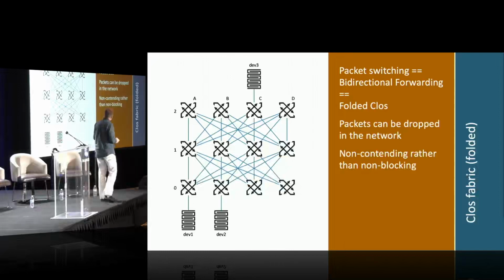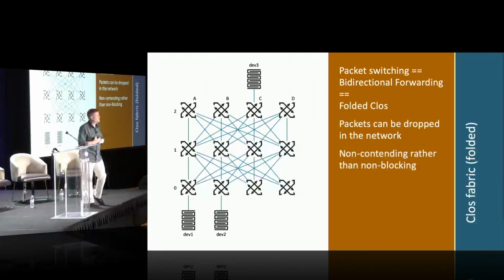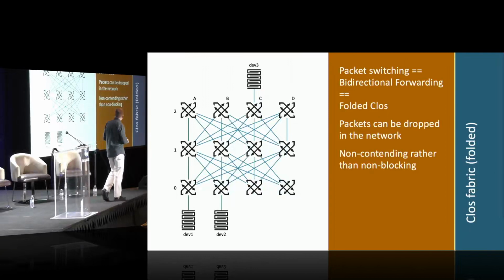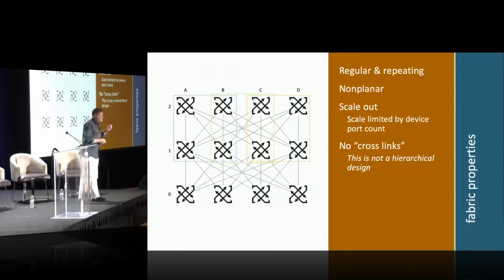Now, when I switch this to packet switching, and I have bidirectional forwarding, this is what's called a folded flow. Now, we use folded to mean we flipped it over so all the spines are on the top and all the leaves are on the bottom. We draw it folded. Really, what folded means is it's bidirectional. Since packets can now be dropped in the network, it means it's non-contending rather than non-blocking. Unless you're going to set up edge admittance to ensure that you don't drop packets, it's truly a non-contending fabric rather than non-blocking.